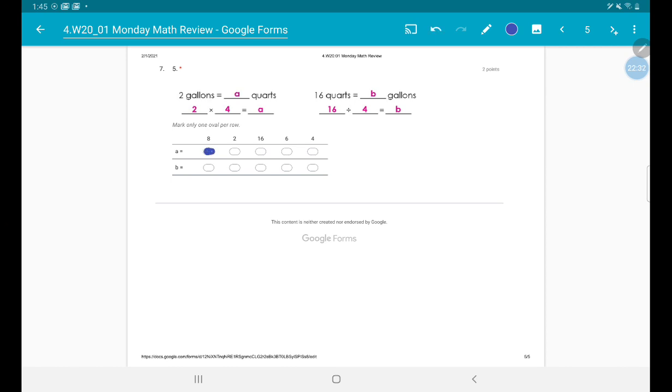All right. Now I have 16 quarts, and I want to find out how many gallons that is. I'm going backwards. I've got 16 quarts. How would I get to gallons? What do I have to do, Kelly? You would divide by 4. So 16 divided by 4 equals 4. B is 4.